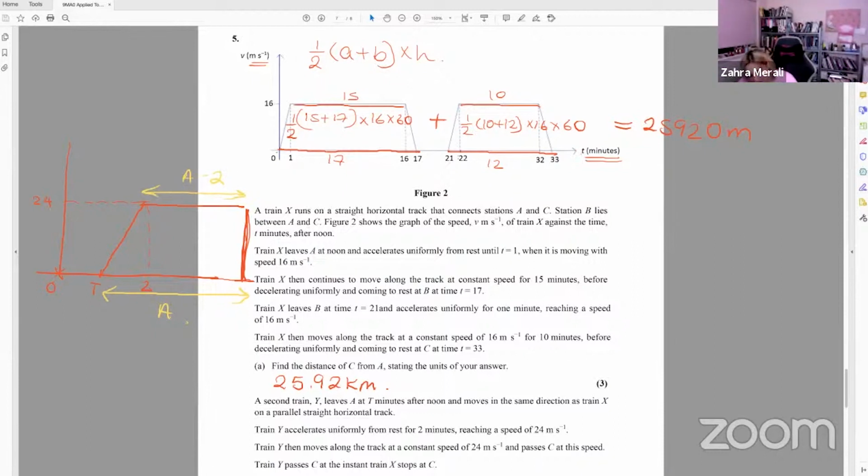So the area of that is going to be a half A plus A minus 2 times by 24. And then because we're in minutes and we've got meters per second again, we've got to times that by 60. And all of that is the same distance as what we found up here. So we're going to make that equal to 25920. And you're going to solve that, nice simple algebra. And A comes out to be 19. So we end up with 19 here.